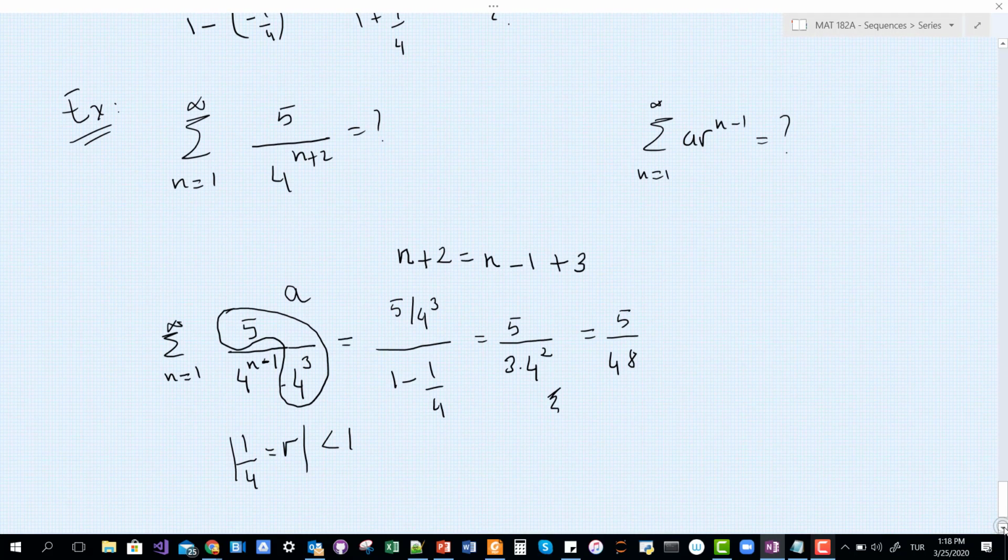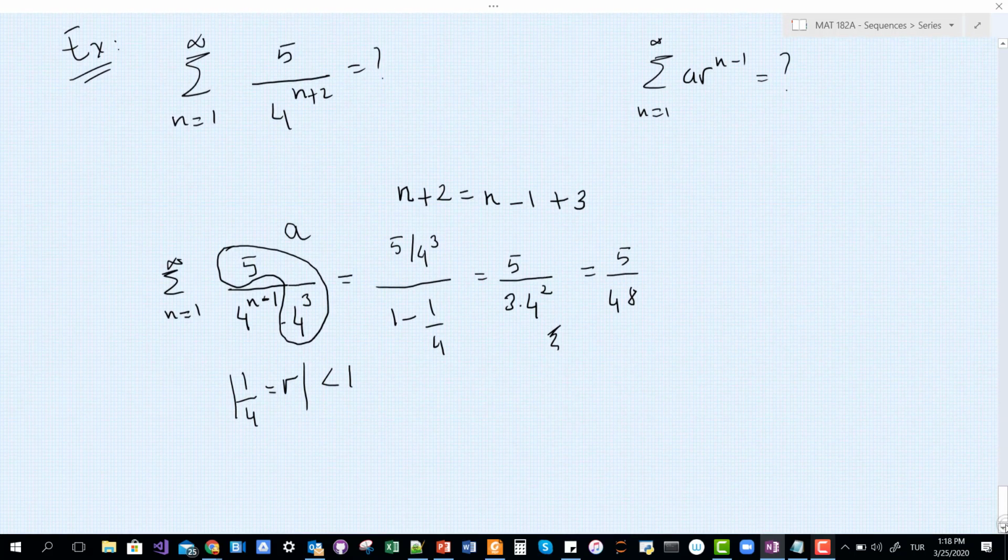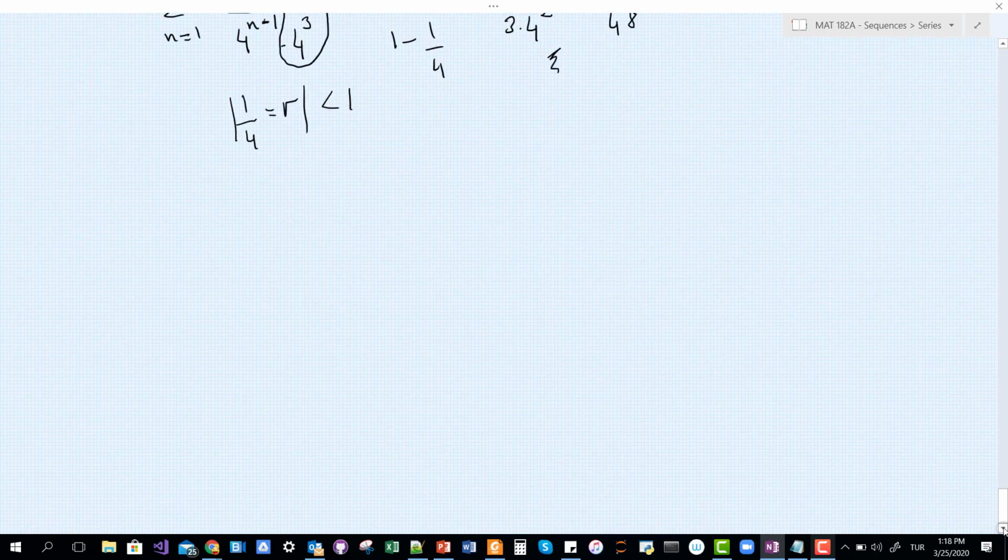Another example. One more, like this one. n starts again at 1, to infinity, and look at that: 2 over 3 to the n minus 4. As you see, we have this similar problem here.